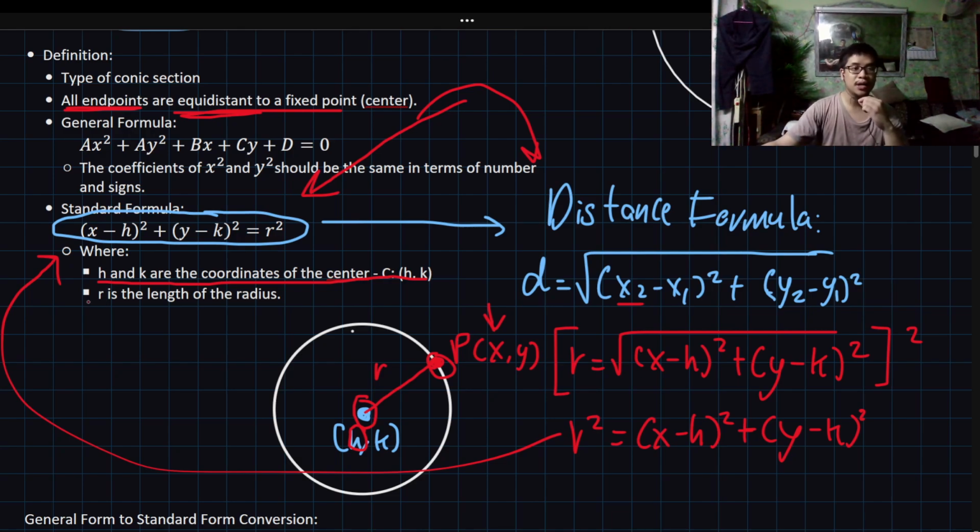Then r is the length of the radius. So if you know the coordinates of your center, h and k, and the length of the radius, you will know what the circle will look like, especially its position, like where the center is located. Is it exactly at the origin? Is it on the positive x-axis, and so on and so forth?